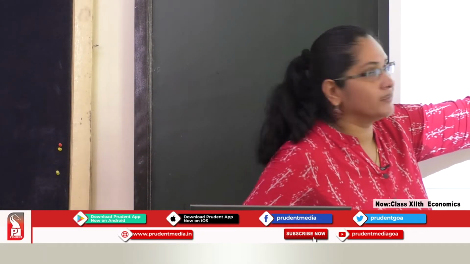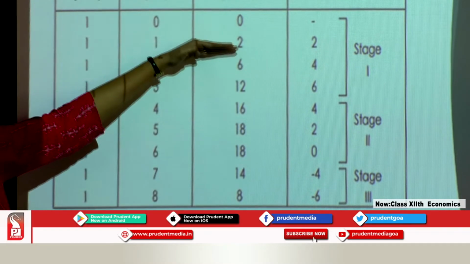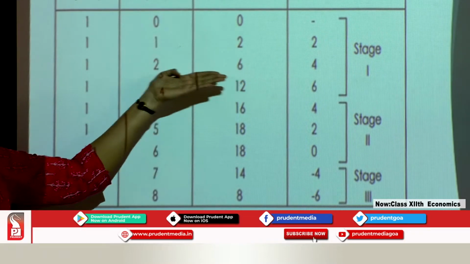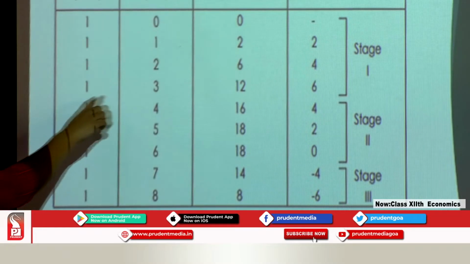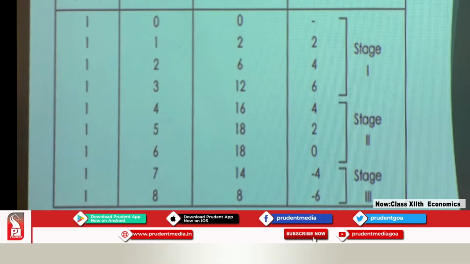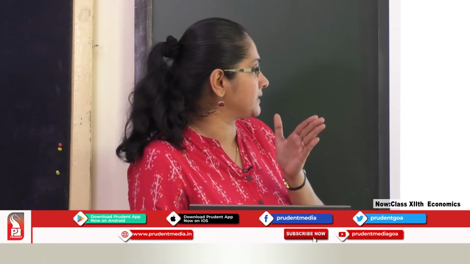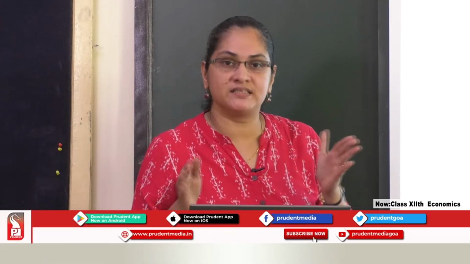So, when the fixed factor is underutilized, the TP will keep on increasing. With 2 workers it is also underutilized, with 3 workers it is also underutilized. It is at its best when we have the 3rd worker, that is where the MP also is maximum. After that, the land remains fixed.